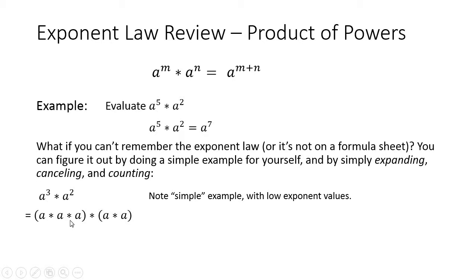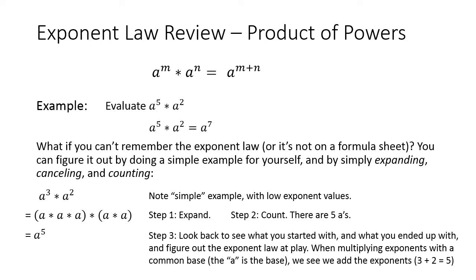And so what we do as a step one is expand. Expanding here is quite easy. A cubed is just 3 a's. So basically you rewrite it without any of the exponents. You just write out the number of variables instead. That's why you want to pick low exponent values. So a cubed is 3 a's and a squared is just 2 a's. Step 2, just count. So we have 1, 2, 3, 4, 5. There are 5 a's. And then we can rewrite that as a to the 5.